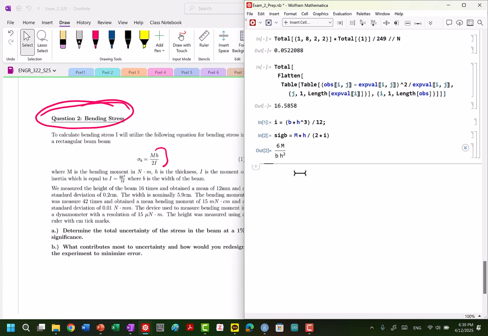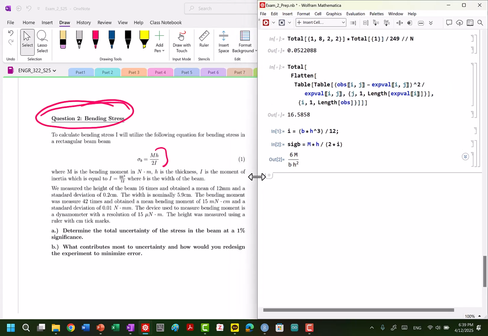So this is our expression. It's a function of M, b, and h. Let's go ahead and start to break down this problem. We measure the height: the number of height measurements equals 16, X height is equal to 12 times 10 to the minus 3, and the standard deviation of height is 0.2 times 10 to the minus 2. We're told the width, b, equals 4.9 times 10 to the minus 2, and that's just a given value.